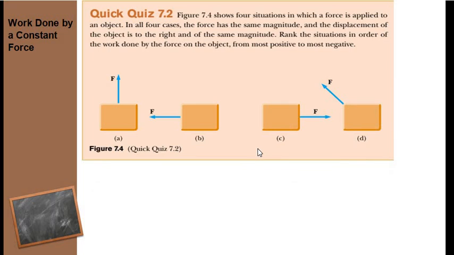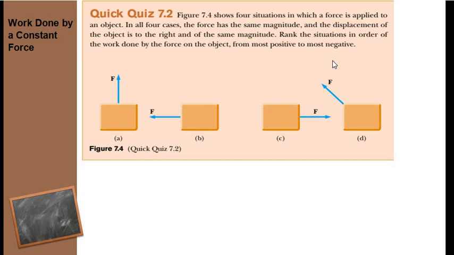Let's see this quick quiz. Figure 7.4, this is the figure here, shows four situations in which a force is applied to an object. In all four cases, the force has the same magnitude, and the displacement of the object is to the right and of the same magnitude. So in these four cases, we have the same magnitude of the force and the same magnitude of the displacement, and the displacement is toward the right in all cases. Rank the situations in order of work done by the force on the object, from most positive to most negative.